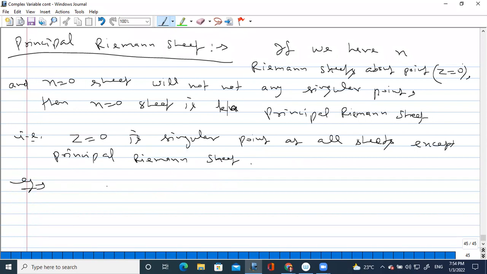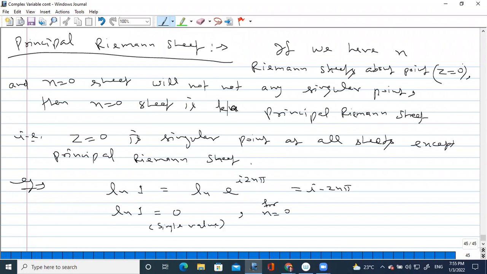And for example, you can take ln 1. ln 1 can be written as ln e to the power i 2n pi, so this will be i into 2n pi. If you put n equal to 0 here, then ln 1 will be 0. So then it will become a single value, that is, no singularity. It will work as the principal Riemann sheet.